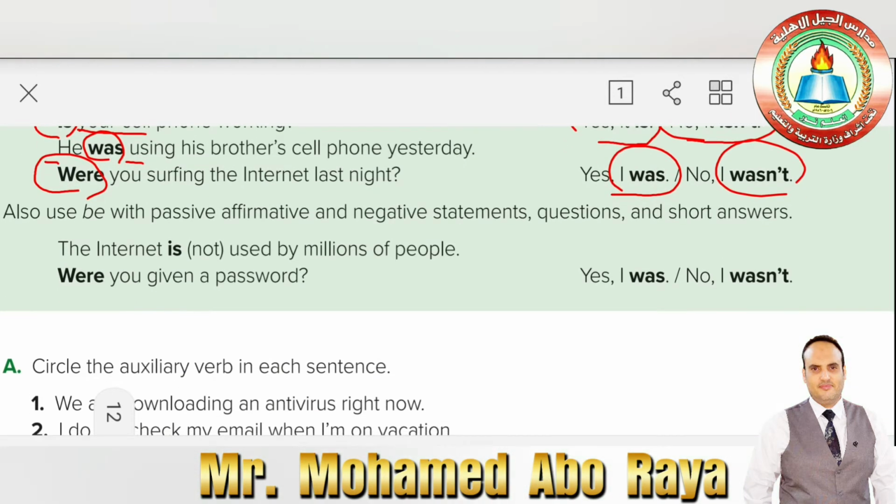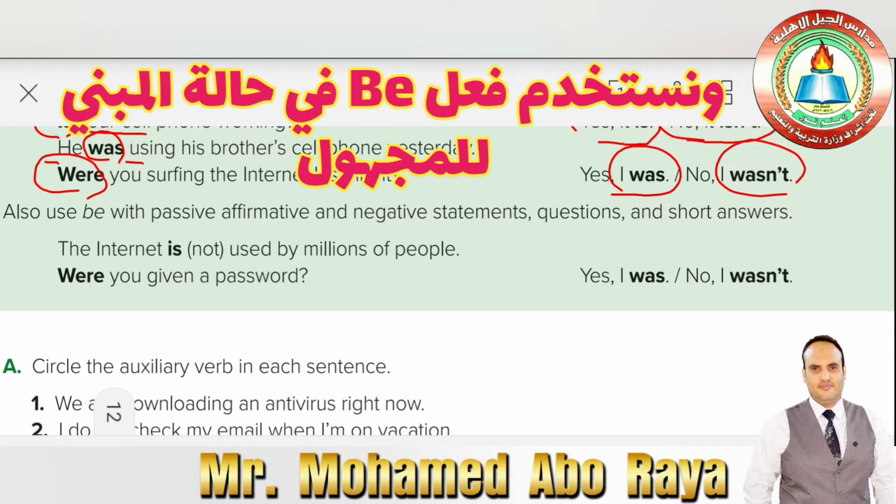Also use verb to be with passive. Use verb to be with passive affirmative and negative statements, questions, and short answers. The internet is or is not used by millions of people. In the case of question, begin with were: were you given a password, past participle. The internet is not used, past participle.